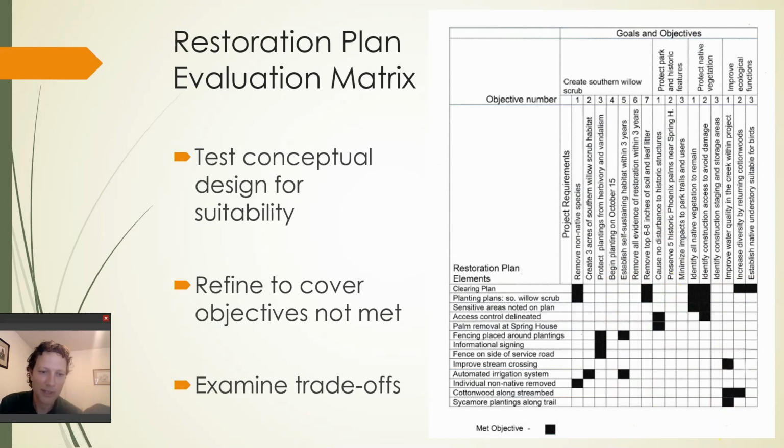The restoration plan did not address those particular project requirements. So for example, in this case, the project plan did not address the need to begin planting on October 15th. That could have something to do with precipitation and the best time of year to plant, but the plans did not make it self-evident that it's very important you start at a certain time.